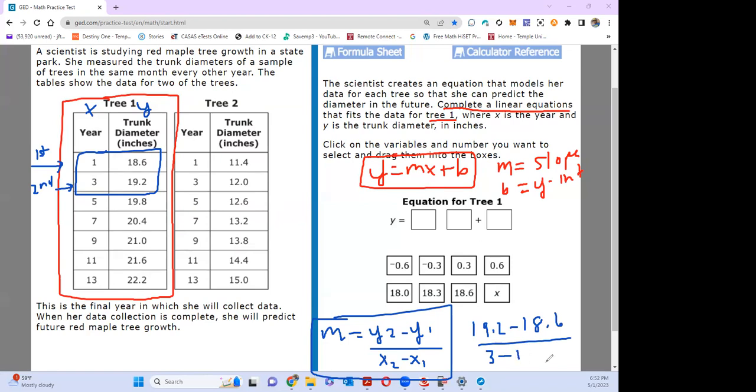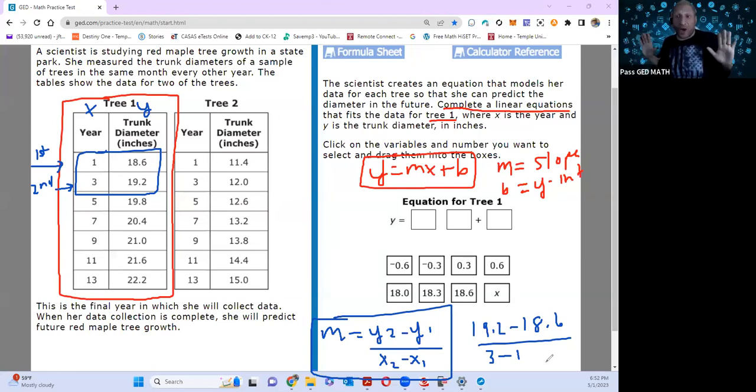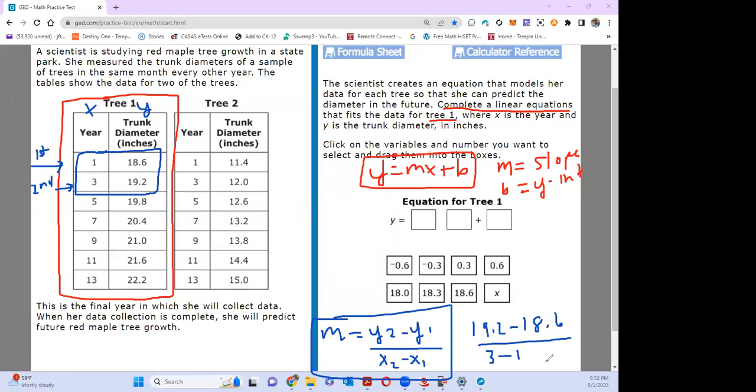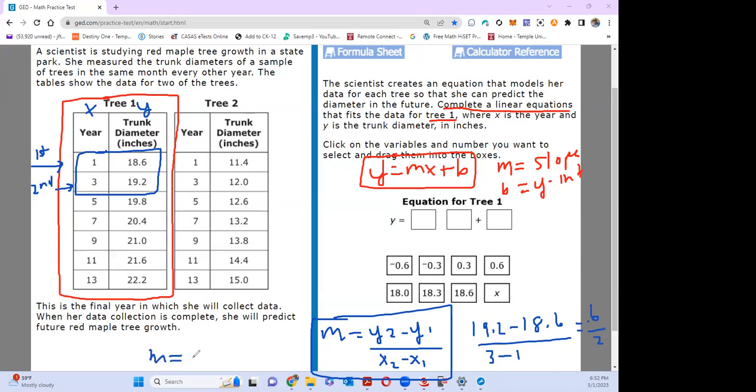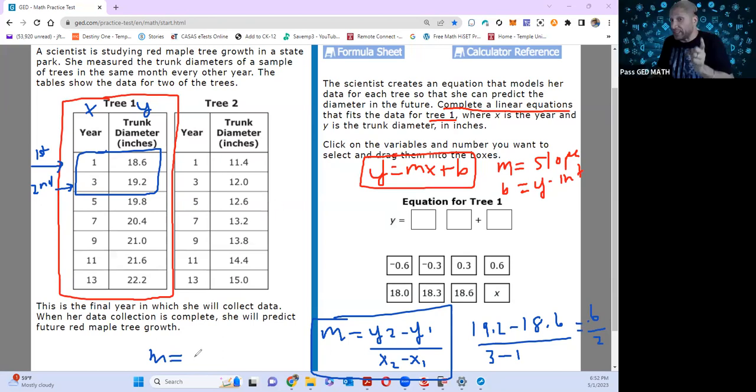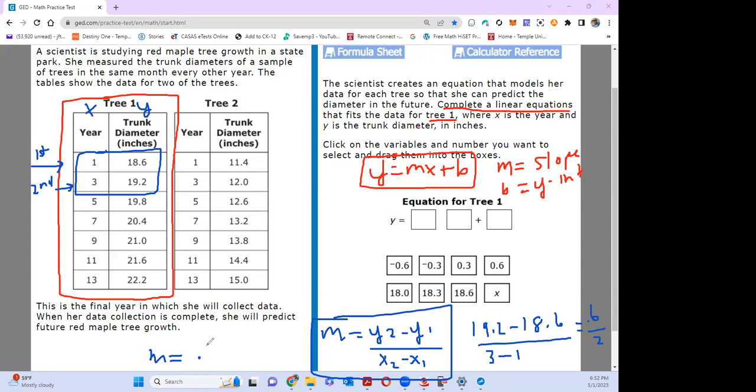So now, listen, I wouldn't even play around trying to do this by hand. But if you understand the formula, you should be writing this in your calculator. What's 19.2 minus 18.6? You should get 0.6 divided by 2. What is 0.6 divided by 2? 0.6, not 6 divided by 2. Okay. 0.6.